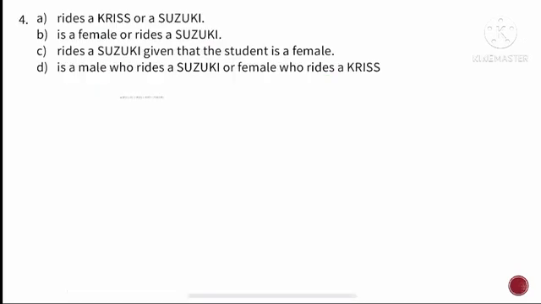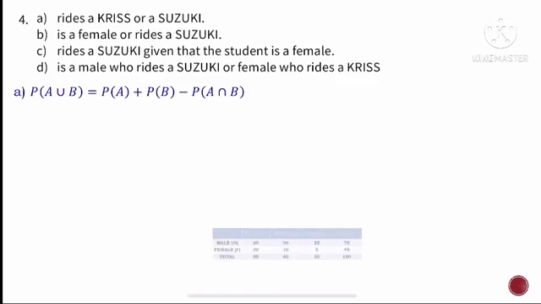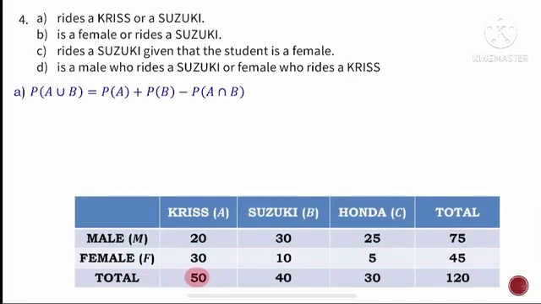Question A is probability that the student ride Chris or Suzuki. Means that it is the union of A and B. And it equals to PA plus PB minus PA intersect B. By using the table, PA is equals to 50 divided by 120, which means the total of Chris divided by the number of sample. PB is equals to 40 divided by 120, which means the number of Suzuki divided by the total sample. PA intersect B is 0 since there is no intersection between Chris and Suzuki. So the answer is 3/4.